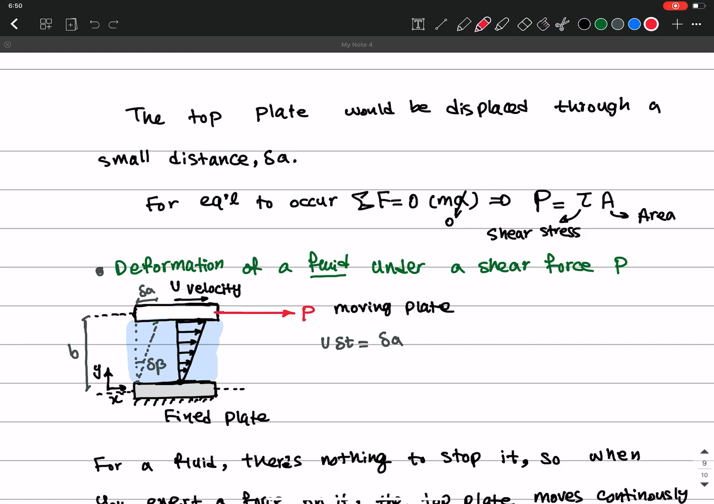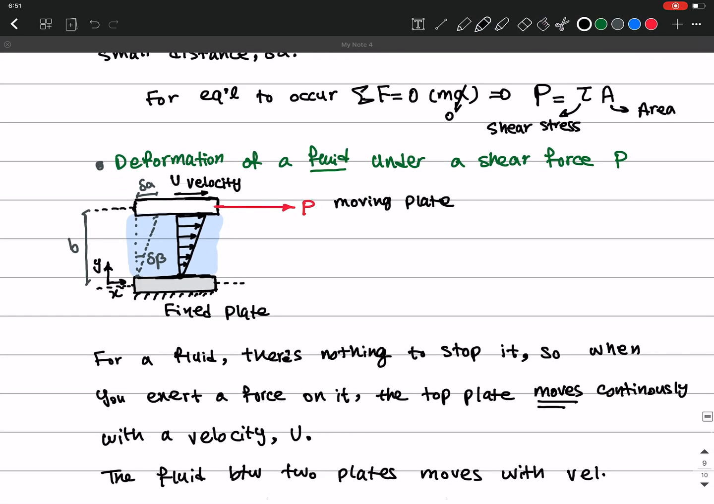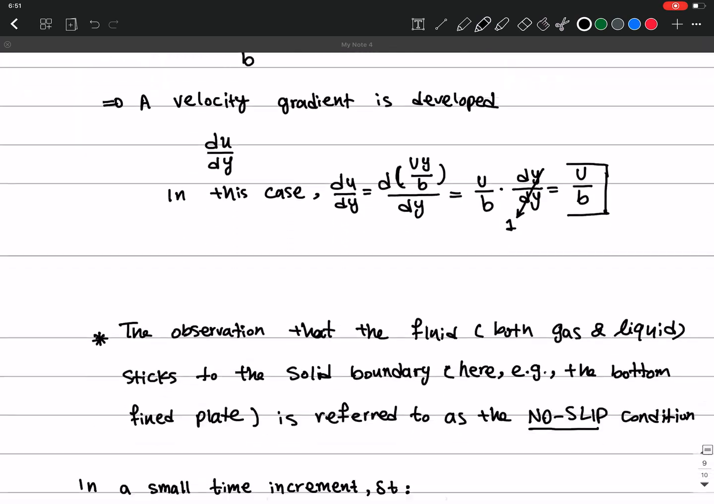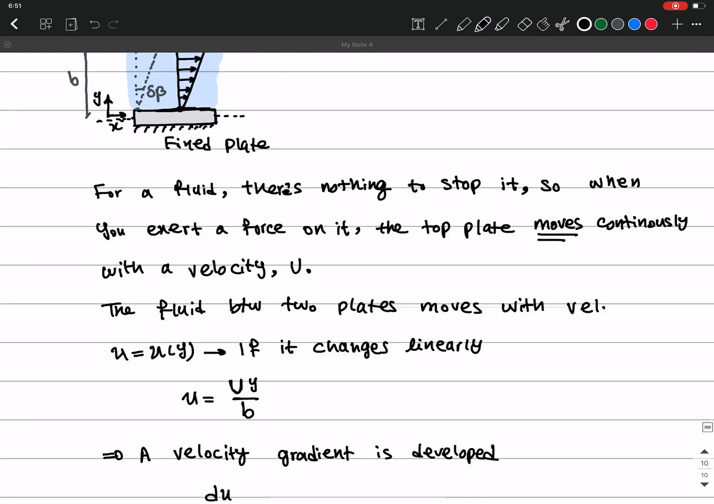If you see it here, delta A is the distance that the fluid or the moving plate at the top goes at small time increment delta t, okay? So I can write it here. Delta A is u delta t, okay?